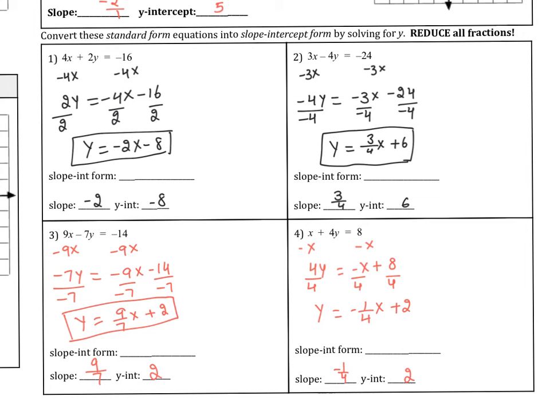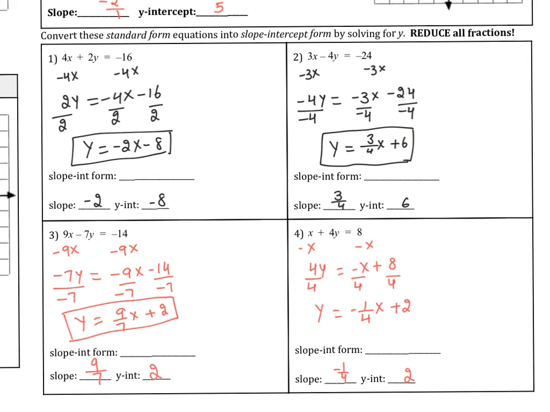For question number 2, you're going to subtract 3x on both sides so that negative 4y is by itself. Now you're going to divide by negative 4 so that y is by itself, and negative 4 cancels with negative 4. When you divide on the other side by negative 4, this negative and this negative cancel. So 3 over 4 x. 24 divided by 4 is 6. And then negative and negative cancel on this side as well, and you get positive 6. So the slope is 3 over 4 and y-intercept is 6.